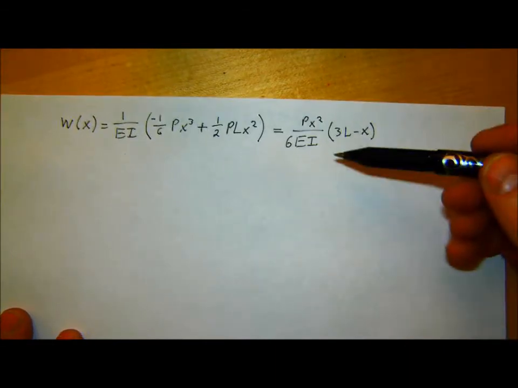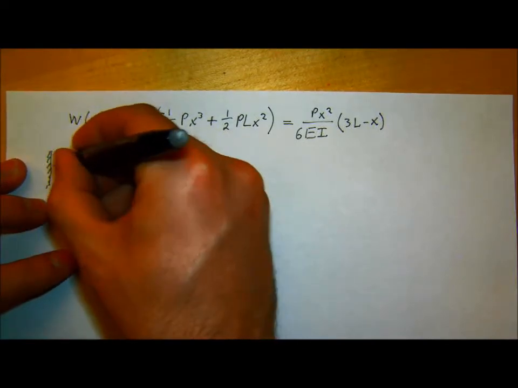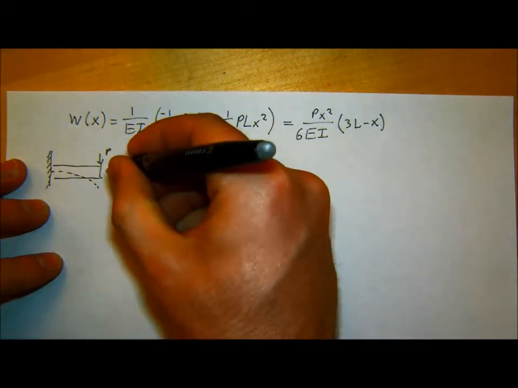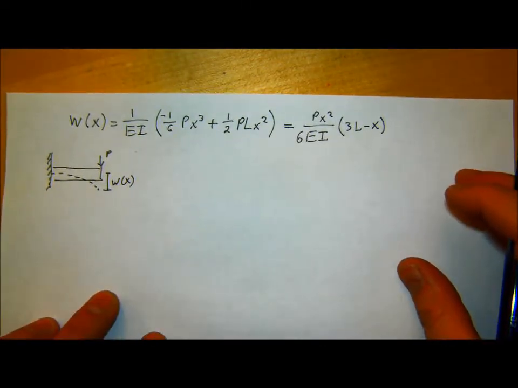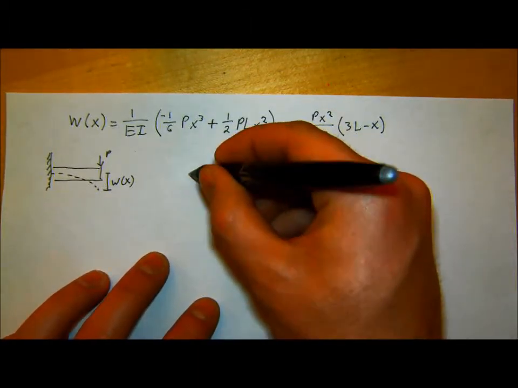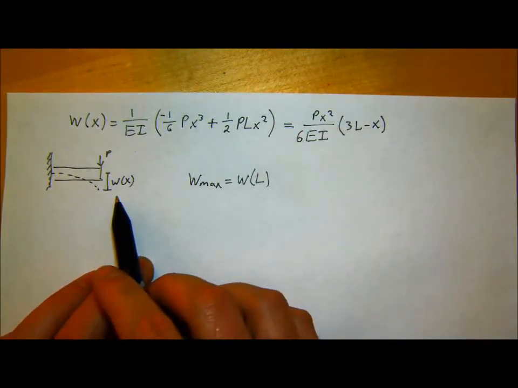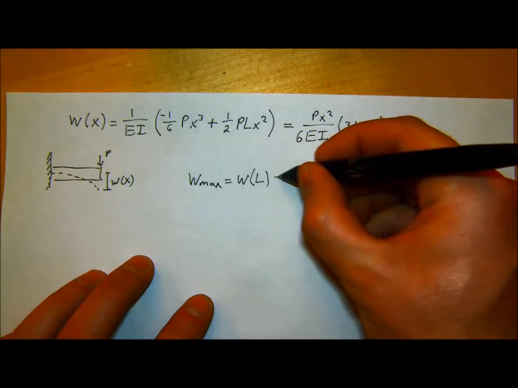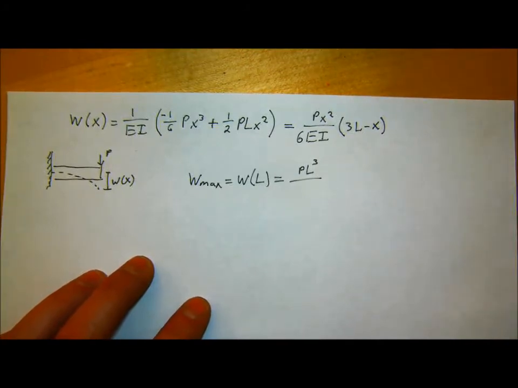So this is now the equation for the deflection of a cantilever beam with a point load P at the end. And this is defining that W of X, how far down it's being deflected. We can say our W max happens at L. You could say that by just looking at the situation, or you could take a derivative of this, which is then equal to P L cubed over 3EI.